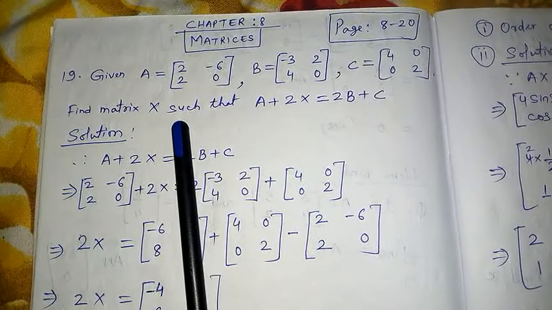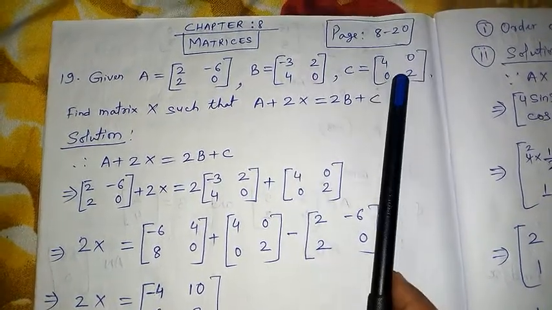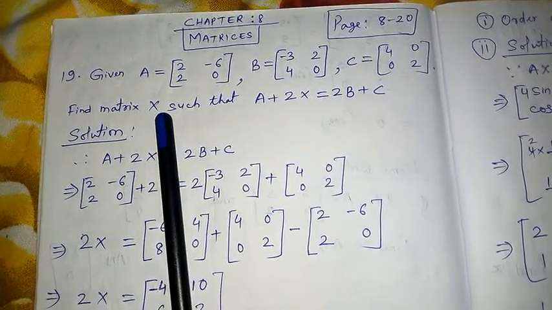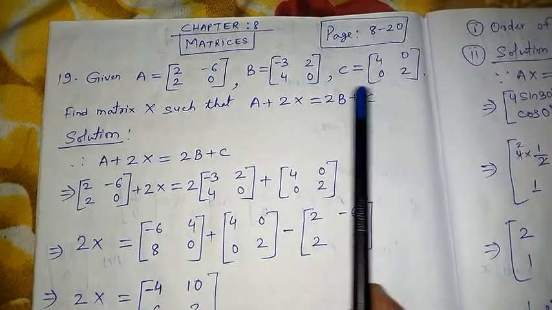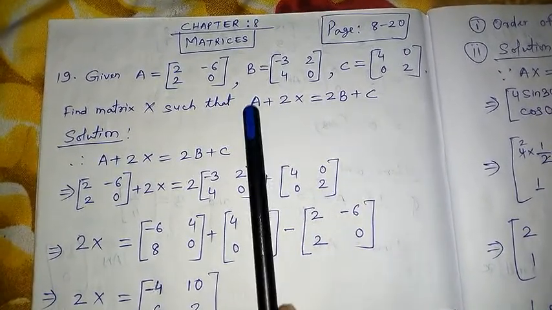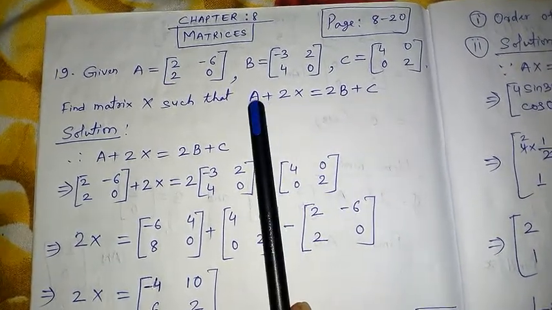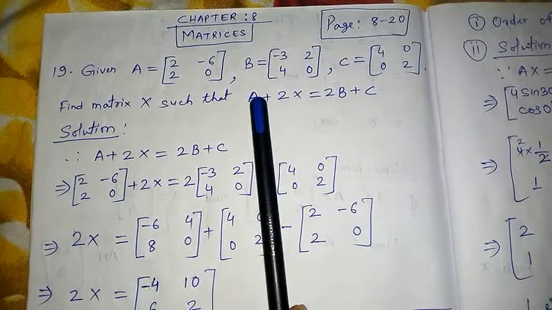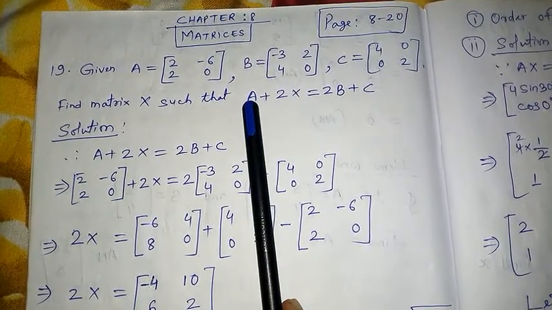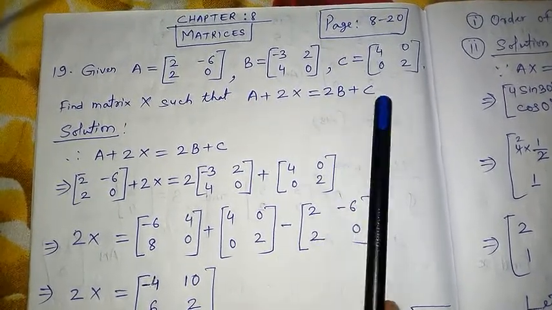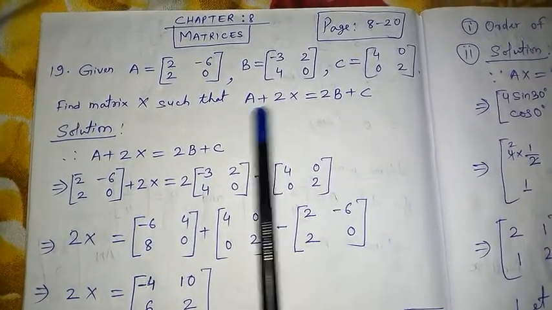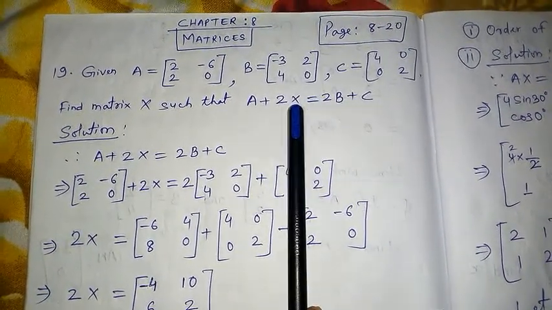Find X. As you know, we have the values of A, B and C, but you need to find matrix X. That means in this particular question, like A, B, C, we have X also here. So we have the value of every matrix A, B, C, but we don't have the value of X, so we need to find the value of X.